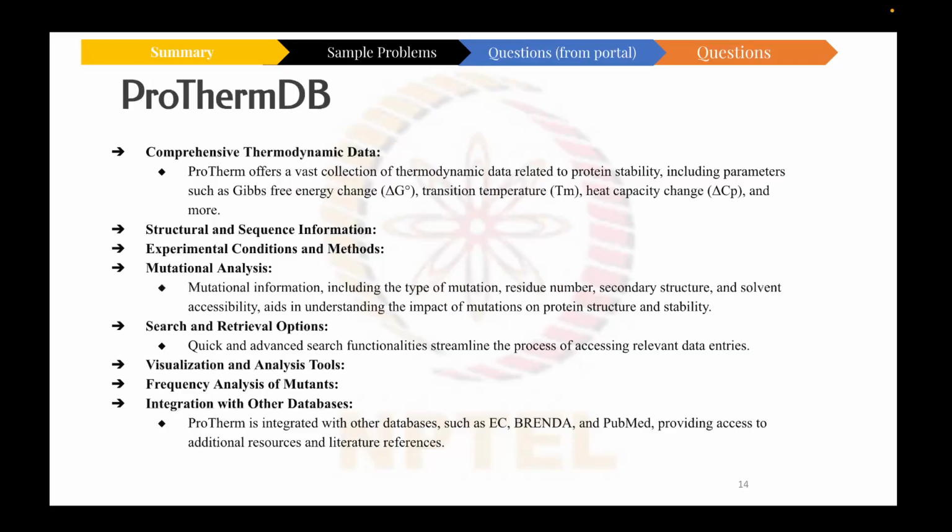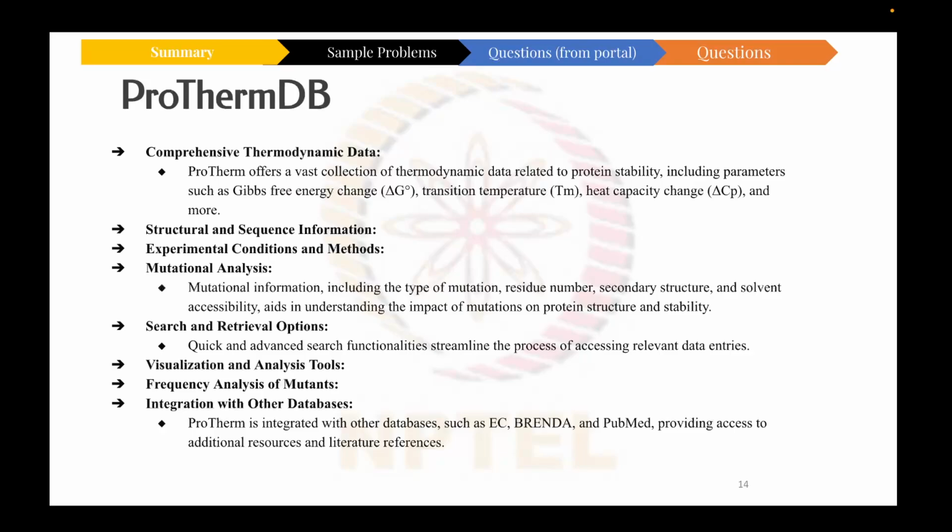Protherm offers a vast collection of thermodynamic data related to protein stability, including parameters such as delta G, transition temperature Tm, heat capacity change, and many more. This comprehensive data set enables researchers to analyze the thermodynamic properties of proteins under various experimental conditions. In addition to thermodynamic data, Protherm provides structural information such as PDB codes and mutant structure information as well. It also has sequence information including Protein Information Resource and Swiss-Prot UniProt IDs.